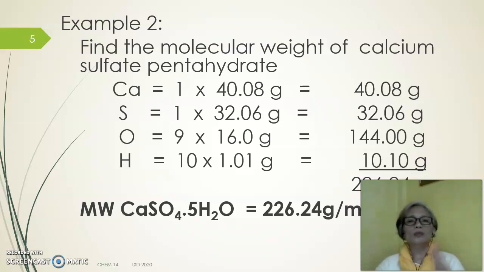And then again, we multiply that by the corresponding atomic weight of each element. For calcium, we have 40.08. For sulfur, 32.06. Oxygen, 16, so you multiply that by 9, so you have 144. And for hydrogen, the atomic weight is 1.01. You multiply that by 10, so we have 10.10. And therefore, the molecular weight of calcium sulfate pentahydrate is 226.24 gram per mole.